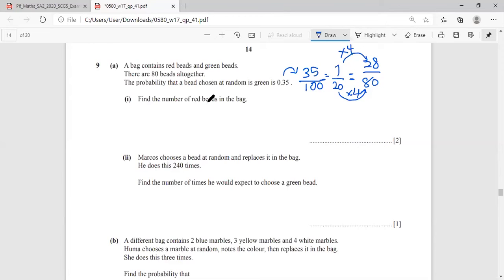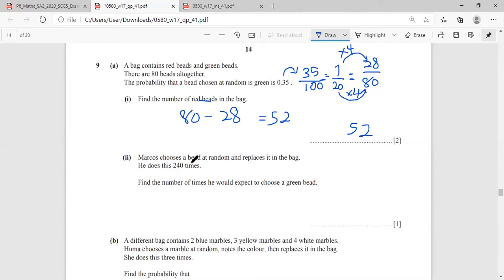Find the number of red bits in the bag. 80 minus the green bits 28 will give you 52. So there are 52 red bits inside the bag. He chooses a bit at random and replaces it in the bag. He does this 240 times. Find the number of times he will expect to choose a green bit.